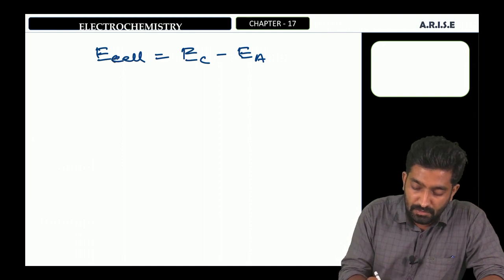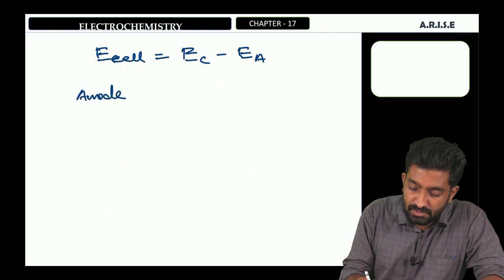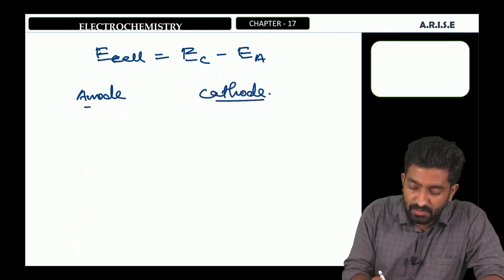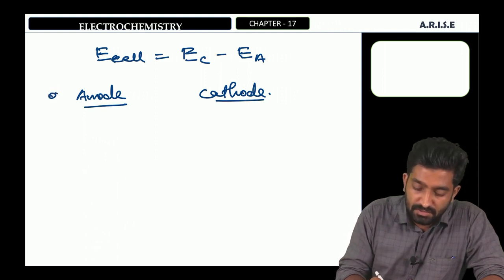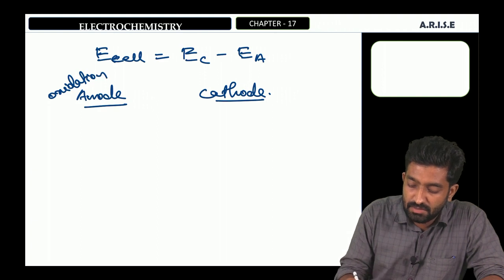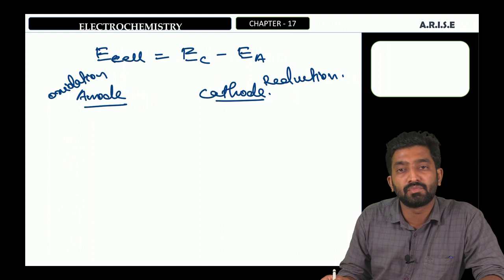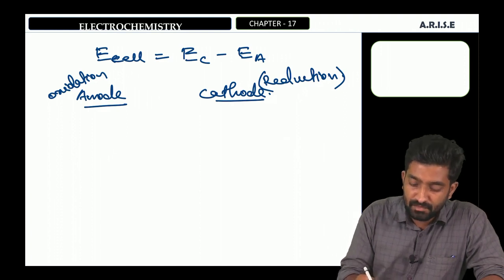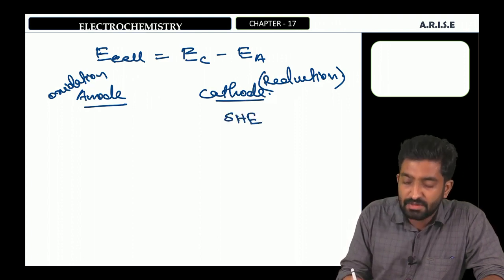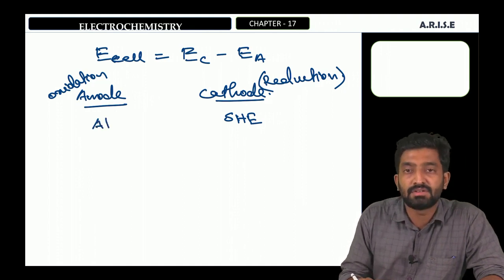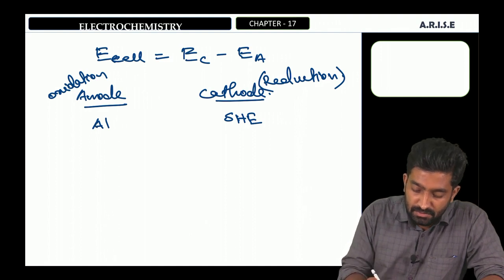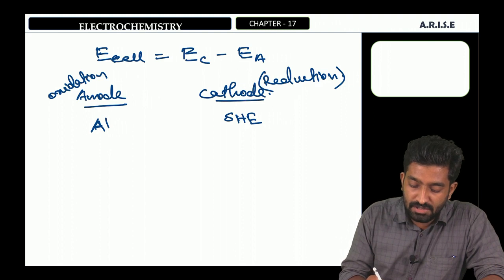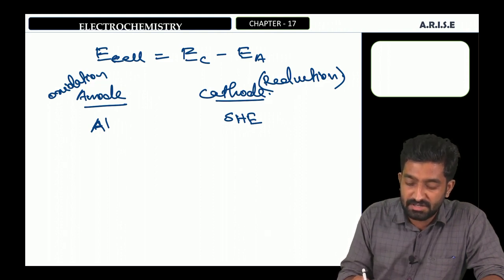There is an anode terminal and a cathode terminal. At the anode the oxidation reaction takes place, at the cathode the reduction reaction takes place. Here the standard hydrogen electrode and aluminium are used. Therefore the SHE will be connected to the cathode terminal and the aluminium will act as the anode terminal. The reason is that the reduction potential of hydrogen is greater than aluminium.